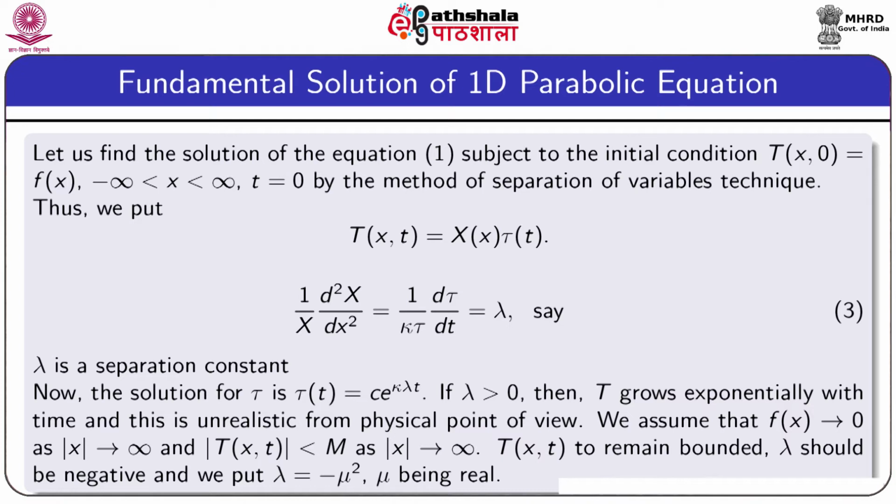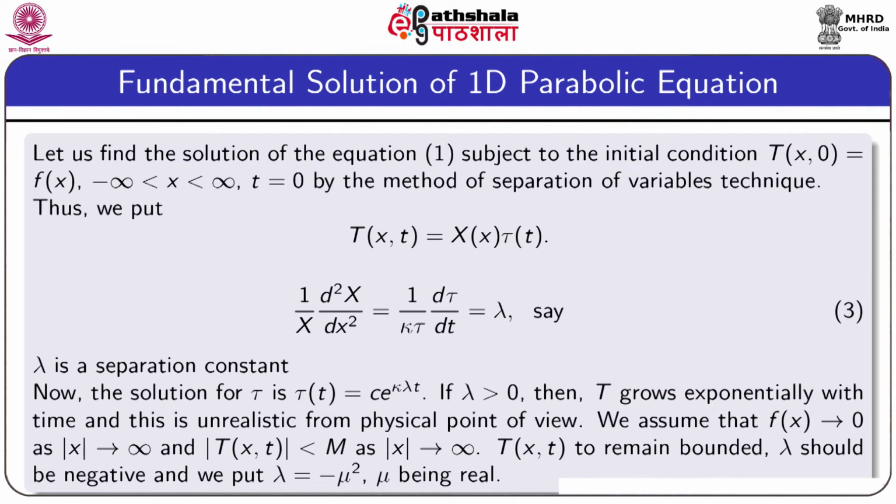Let the separation constant be lambda. Now, equating (1/κτ) dτ/dt to lambda, we can find the value of tau as c e^(κλt). If lambda is greater than 0, T grows exponentially with time, and this is unrealistic from the physical point of view. We assume that f(x) tends to 0 as mod x tends to infinity, and the value of T is bounded. That means mod T is less than M as mod x tends to infinity.